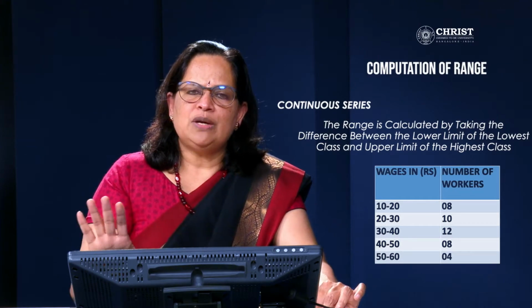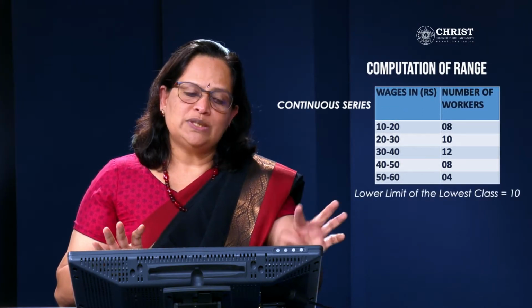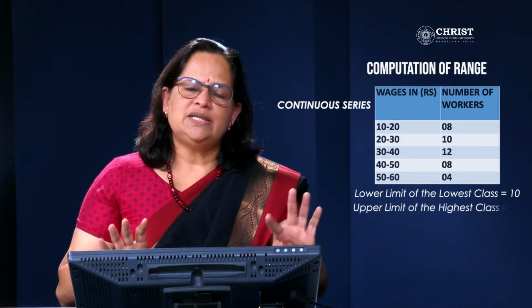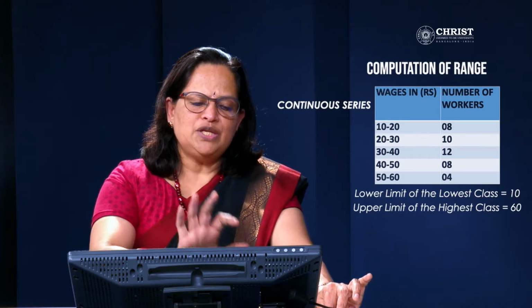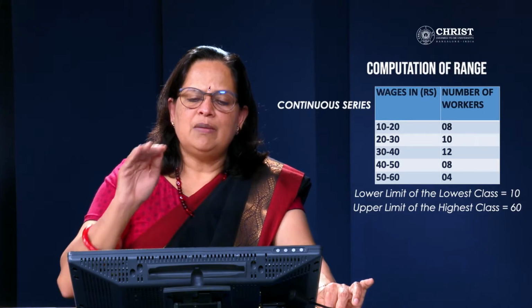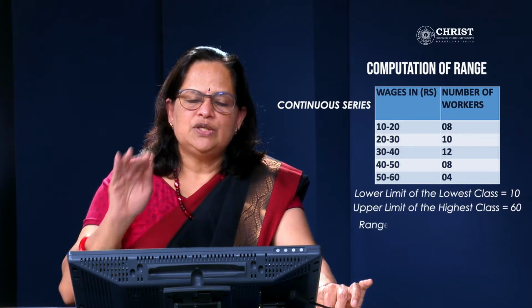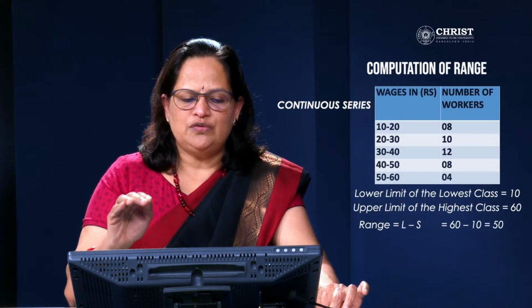So we will not use the number of workers in the computation. 10 is the lower limit of the lowest class, and 60 is the higher value for the highest class. So our computation will be based on 10 and 60. The lower limit of the lowest class is 10, the upper limit of the highest class is 60. So range is equal to L minus S, that is 60 minus 10, that is 50.